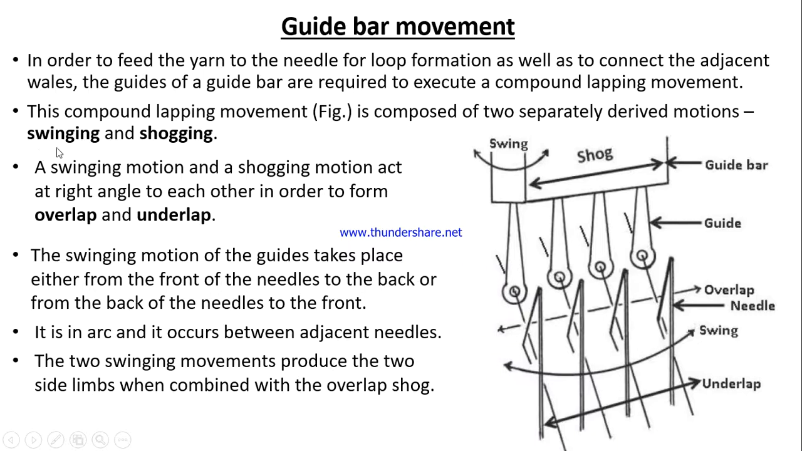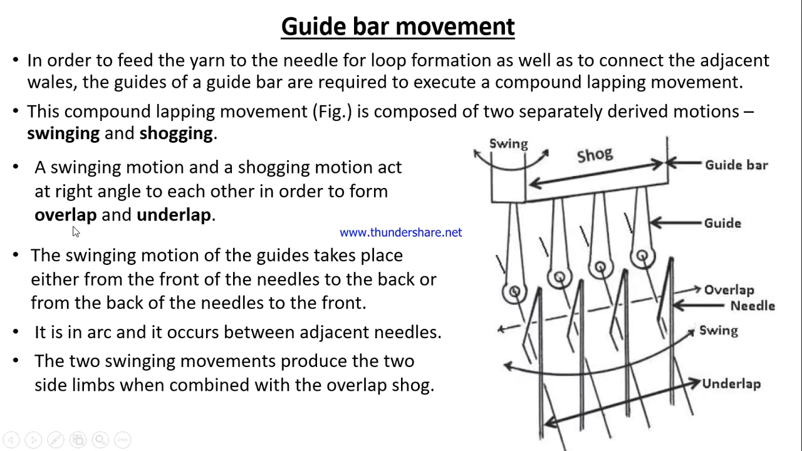There are two types of motions in the guide bar. One is swinging and another is shogging. So now we need to understand the swinging and the shogging movement of the guide bar. The combination of these two movements is called the compound lapping movement. A swinging motion and a shogging motion act at right angles to each other in order to form overlap and underlap. So these two motions, swinging and shogging, act at 90 degrees to each other. Due to these two movements, there will be two phenomena, overlap and underlap.